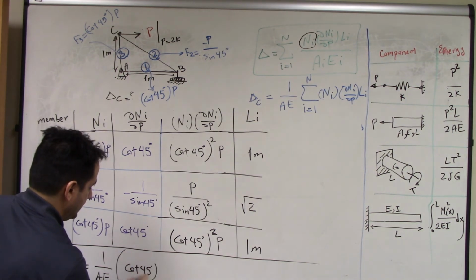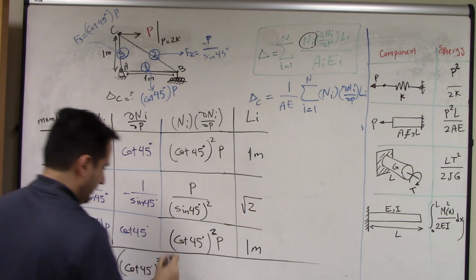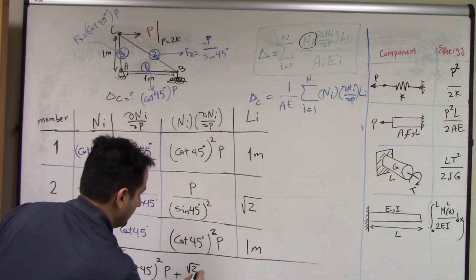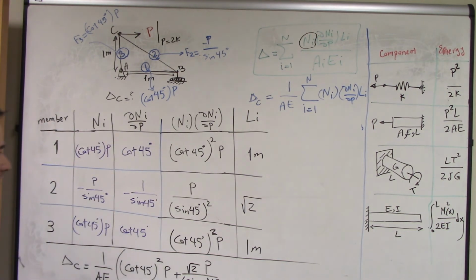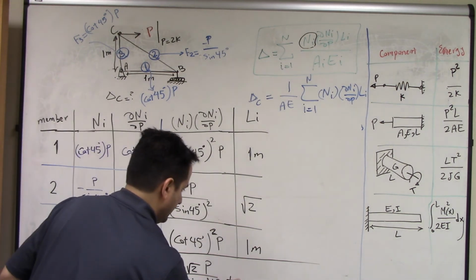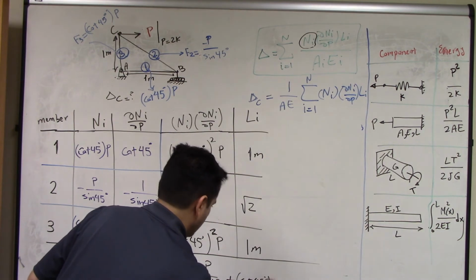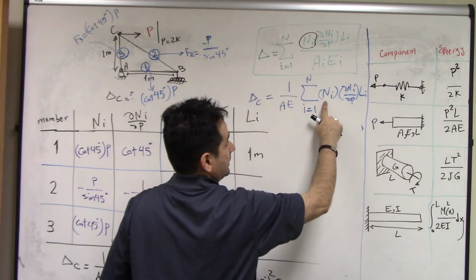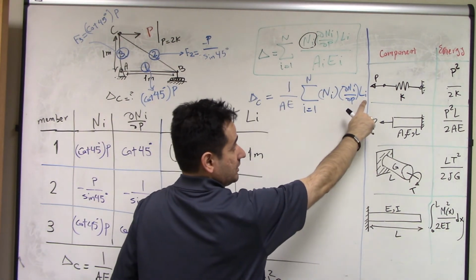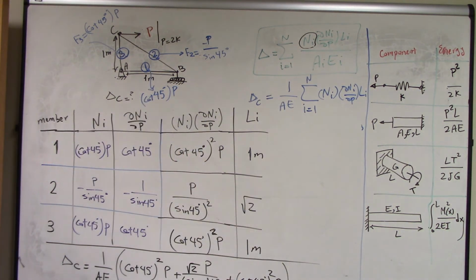45 degree square times P, plus the square root of 2 times this, plus the square root of 2 times P sine 45 degree square, plus 1 times this, which is cotangent 45 degree square times P times 1 is itself. So this is the sum of ni partial ni partial P times li divided by AE. So that's your final answer.